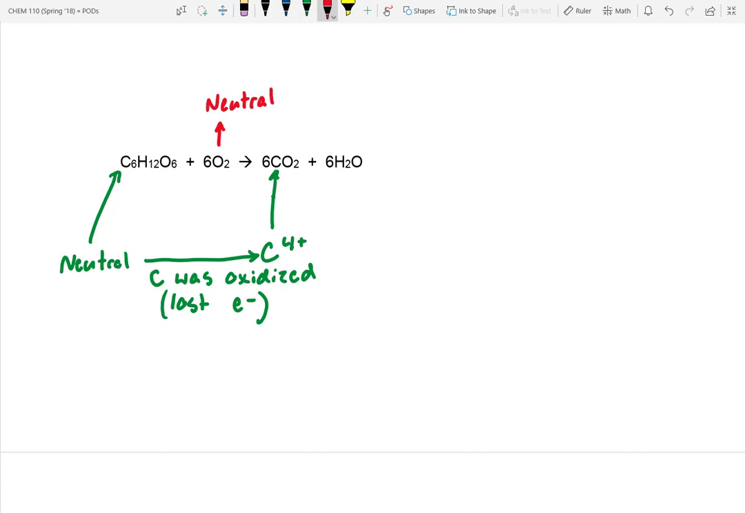Okay, and then we've got oxygens in both CO2 and H2O. What charges would they have in either of those? 2 minus, exactly. So over here, I'm just going to pick one of them and say this is going to be O2 minus. Okay, so when we look at oxygen, did it gain or lose electrons? Okay, so oxygen is reduced because it gained electrons.